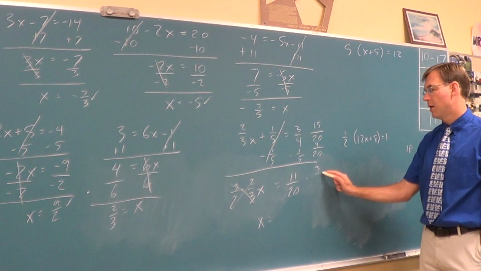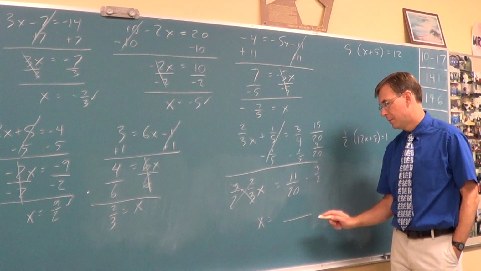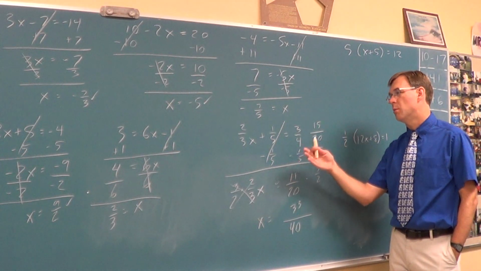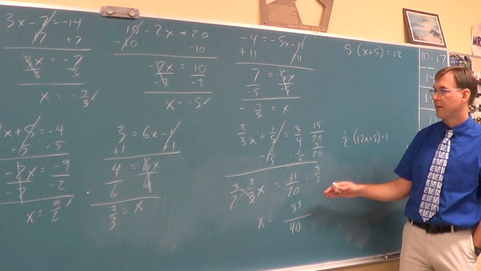Over here, 3 over 2 is going to multiply to get 33 over 40. If you want to check it, it's humanly possible, but I'm not making you do that. That would be kind of a drag.